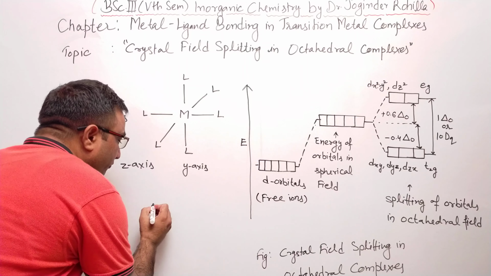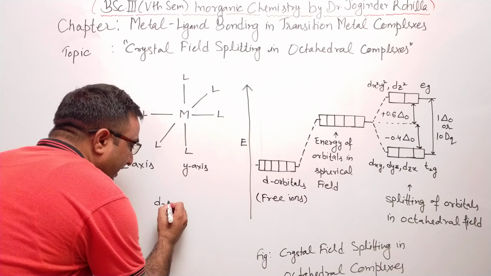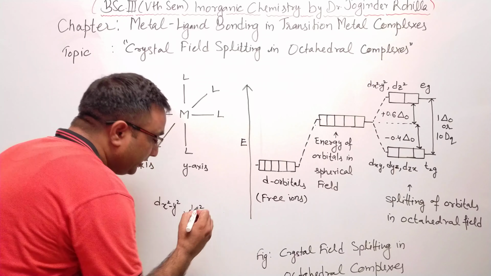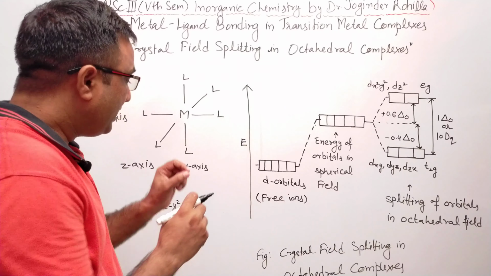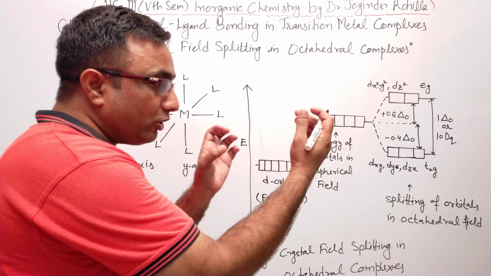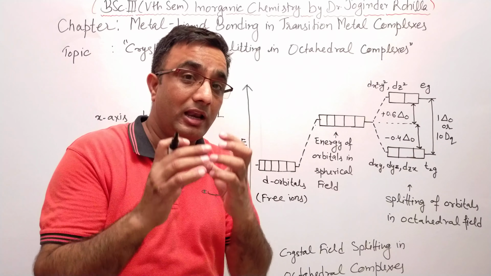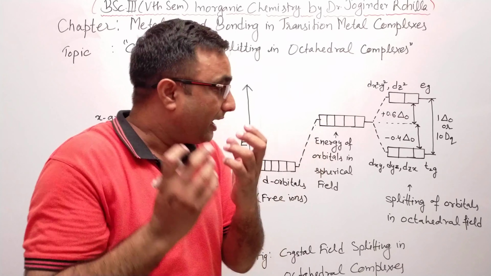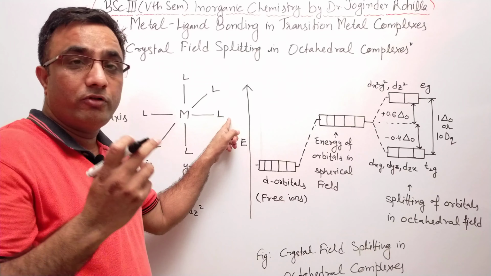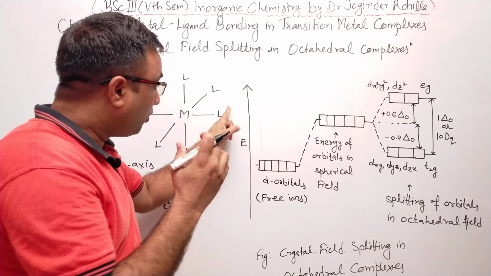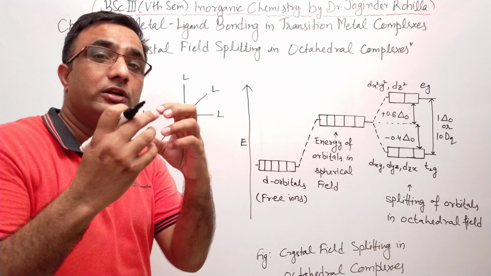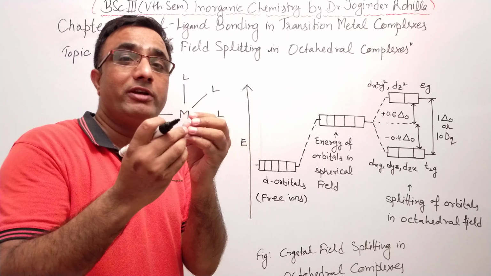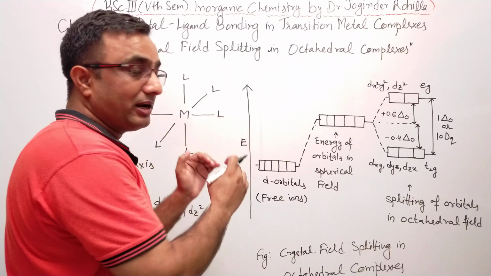So out of these 5 orbitals, dx square minus y square and dz square have electron density on the principal axis. As a result, the extent of interaction is maximum, and we know that like charges always repel each other. These ligands are negatively charged, or they can be neutral molecules. In the case of neutral molecules, they have a negative dipole which is directed towards the metal ion.